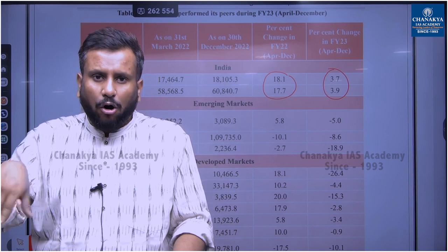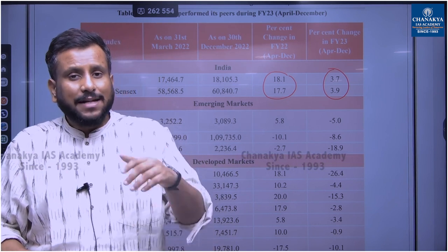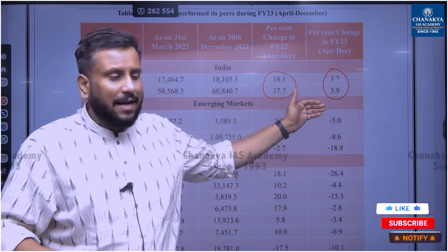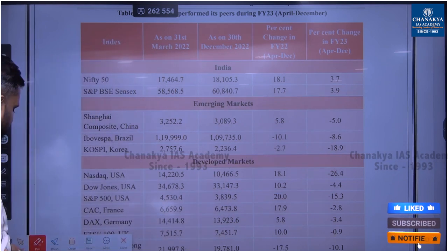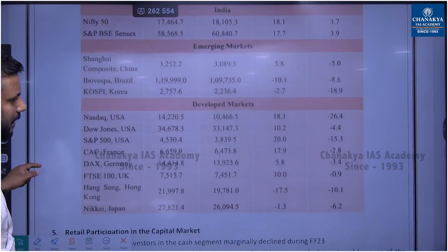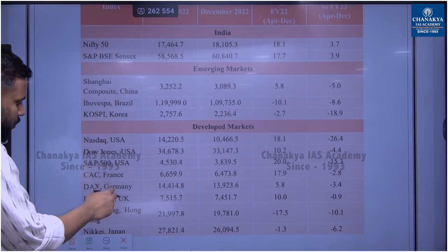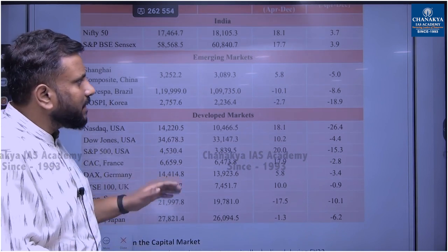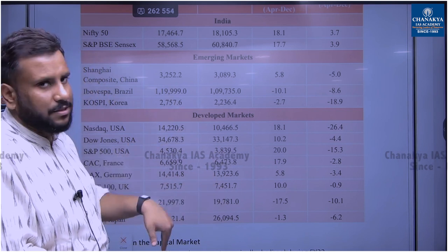But despite all those things, the Indian stock market has still been resilient because it has seen a positive growth rate vis-a-vis the last year, as compared to all other countries. You can see these are all the other countries, and every country has witnessed a negative growth rate in its stock market this year as compared to the last year: China, Brazil, Korea, US, France, Germany, UK, Hong Kong, Japan.